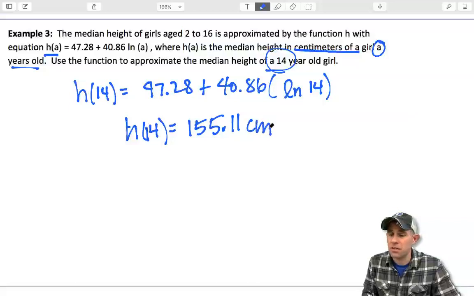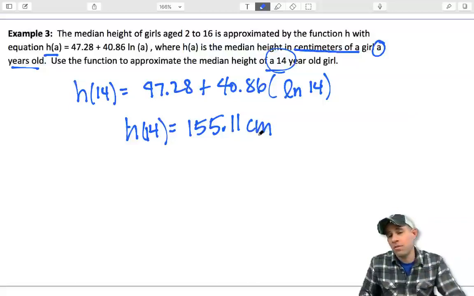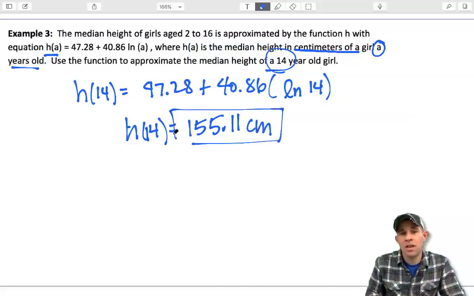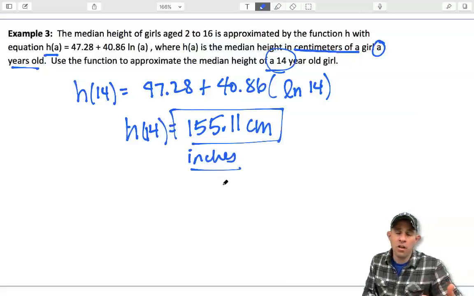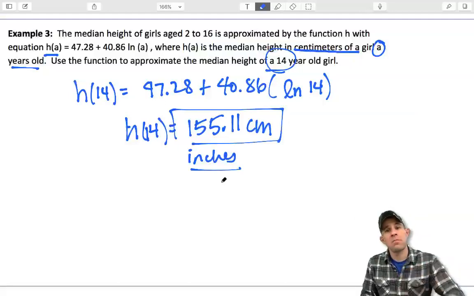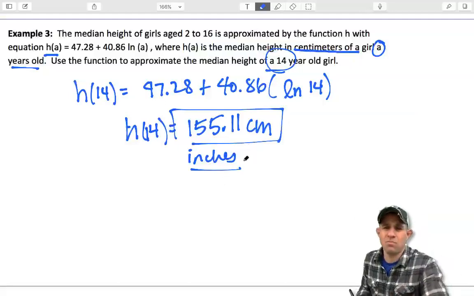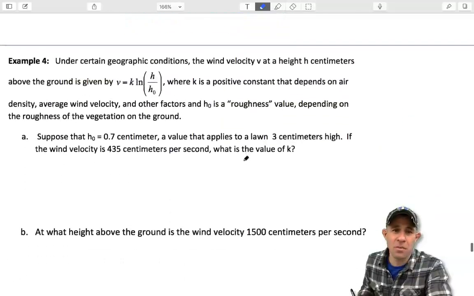155.11 centimeters. So bonus points if you can tell me how much that is in terms of inches, and if you fall above or below that median height, because aren't you about 14 years old? All right, let's move on to the next example.